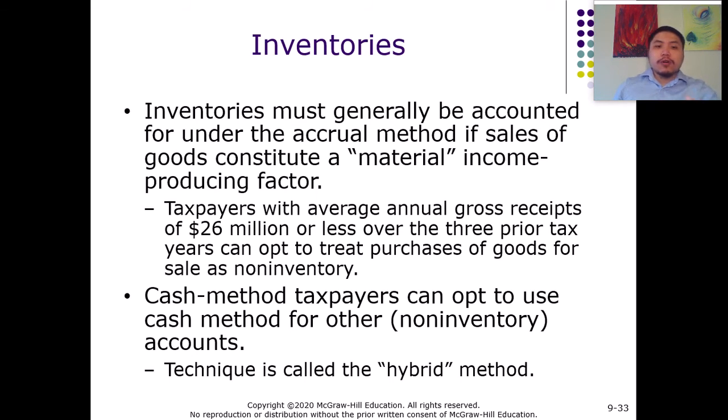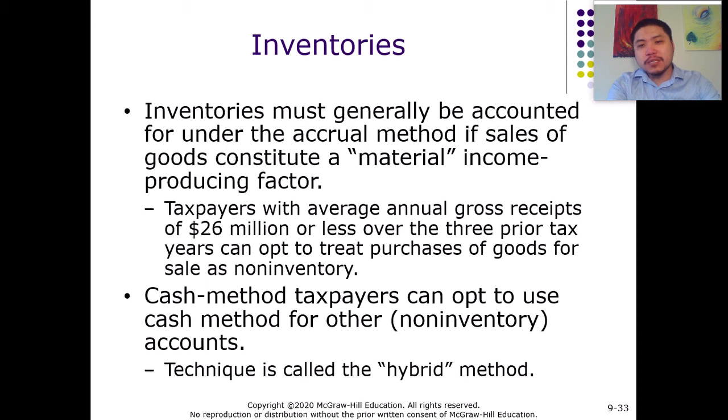But for taxpayers, for smaller businesses with revenue of less than or equal to $26 million, they can choose to treat the purchases of inventory as an expense, right? And they can just expense right away. Which I guess any business would like, but smaller businesses are able to do that because it doesn't really impact the tax revenue for the government.